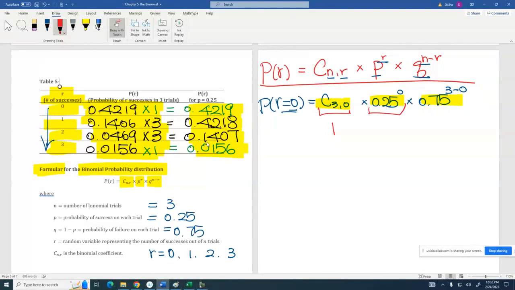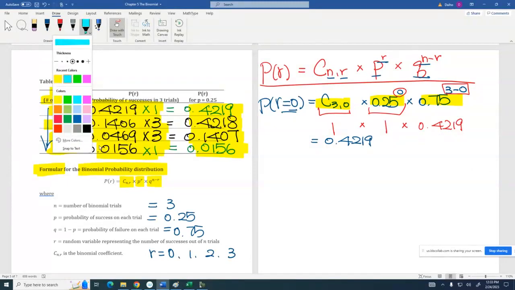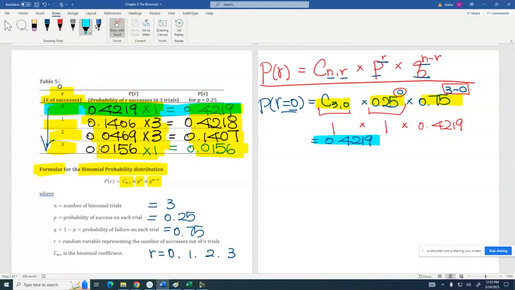Can you give me the second part? The 0 power? Always 1. And now, how many powers? 3. So 0.75 to the power 3. When I take the multiplication, it will be 0.4219. Can you see it? X equals 0, 0.4219. Directly, using the formula, we can get the probabilities.